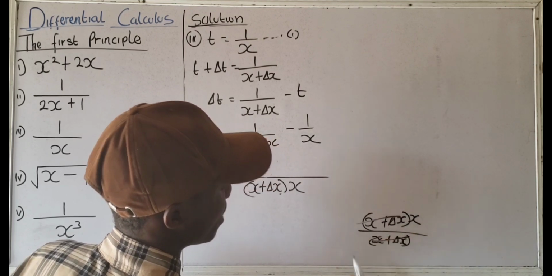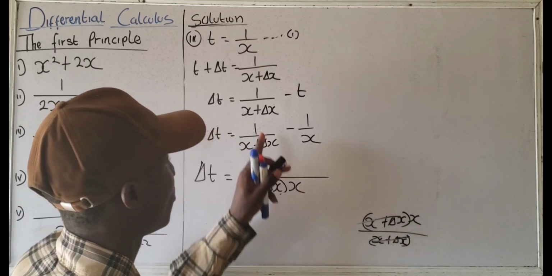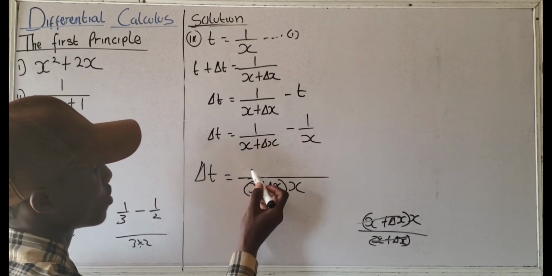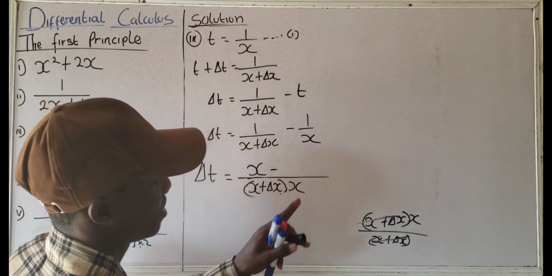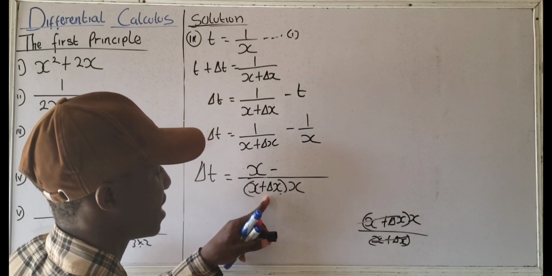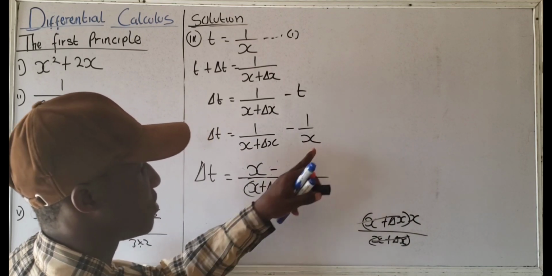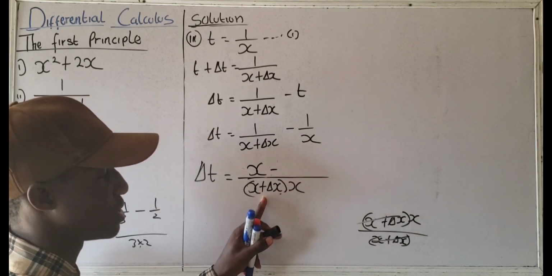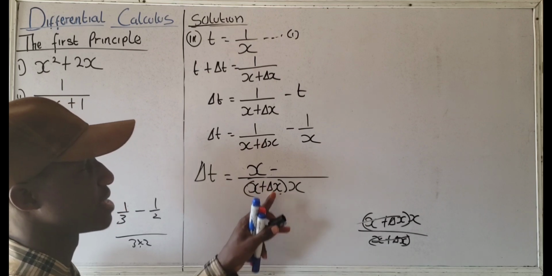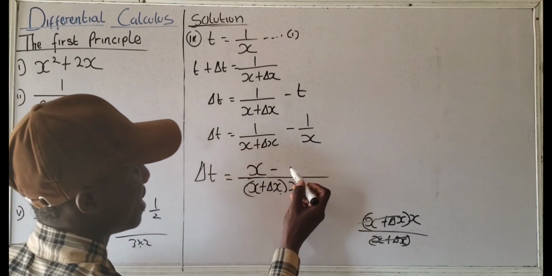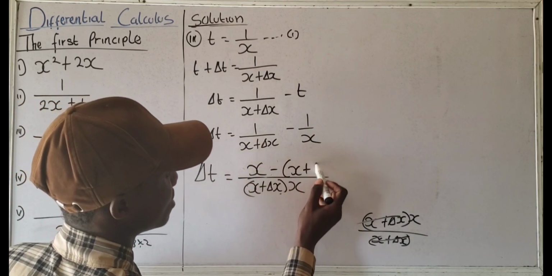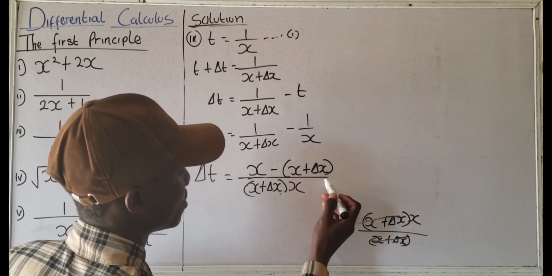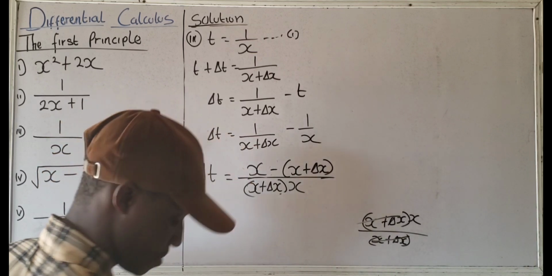This will cancel this, so we are left with x. This x multiplied by 1 is x. So I'm going to have x minus, now this x plus delta x multiplied by x divided by x, that is x plus delta x. X plus delta x multiplied by 1 is x plus delta x. So this is what we are having now.